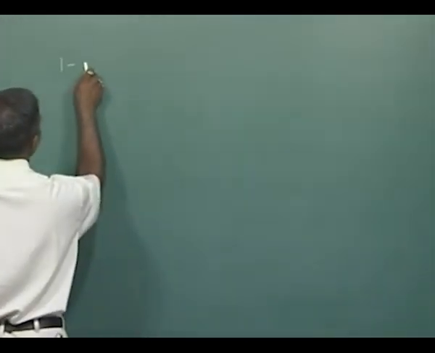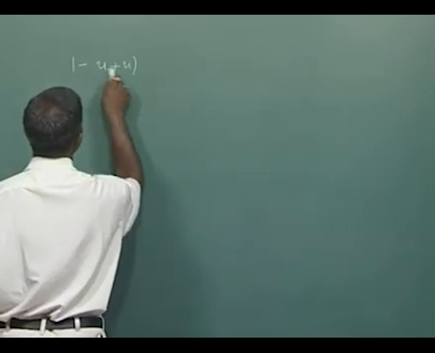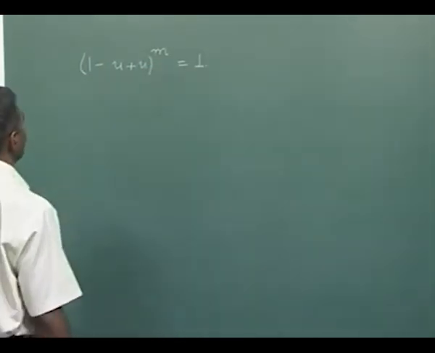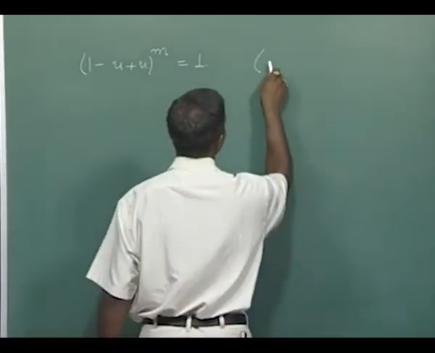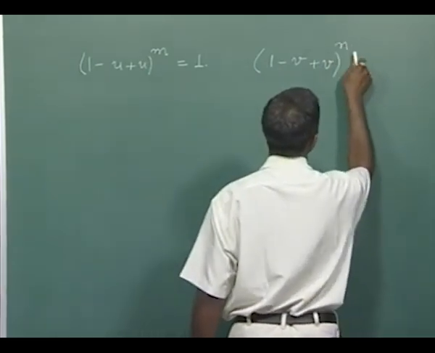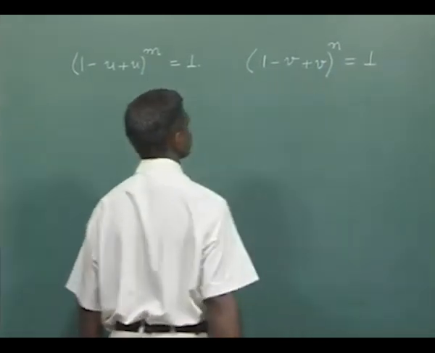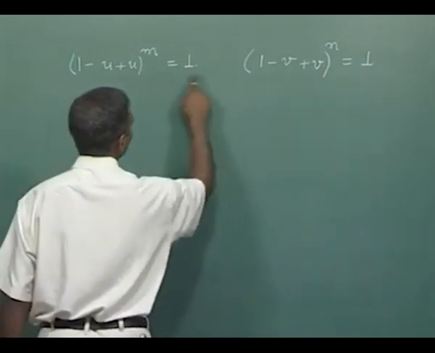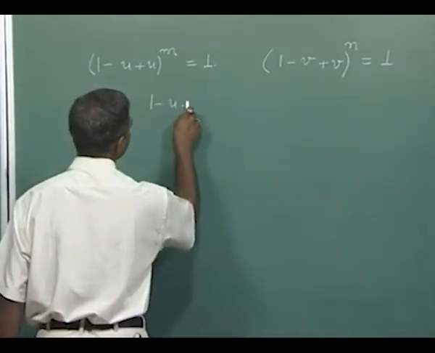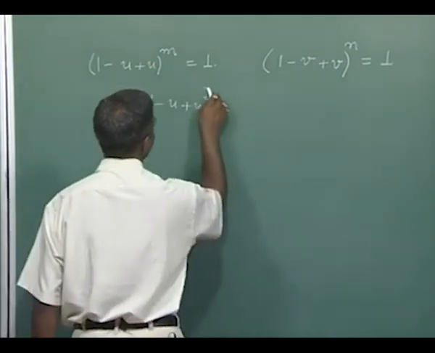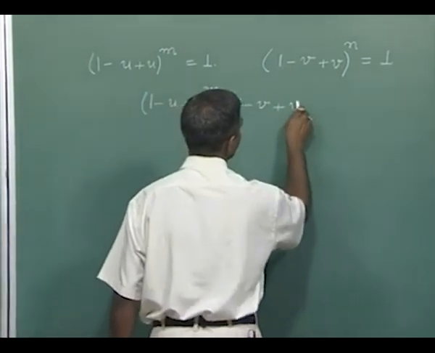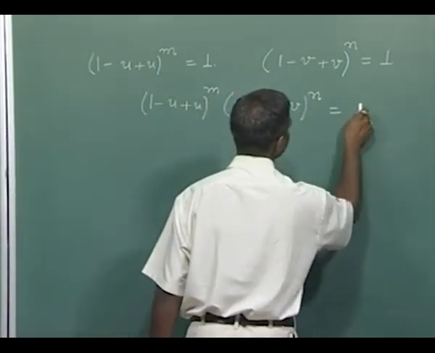So we have (1 minus u plus u) raised to m equals 1. Also we have (1 minus v plus v) raised to n equals 1. We multiply both these equations together to get (1 minus u plus u) raised to m times (1 minus v plus v) raised to n equals 1.